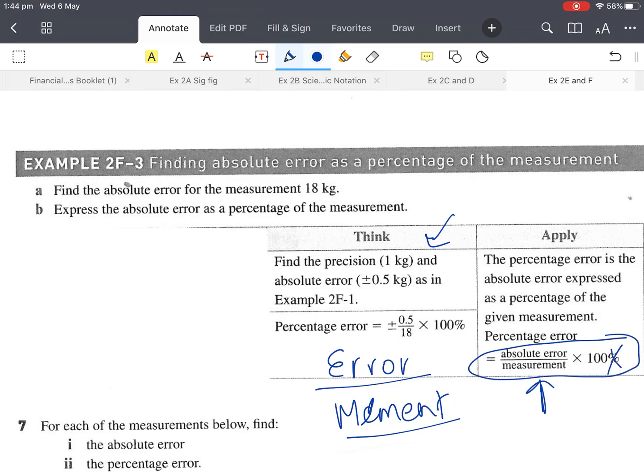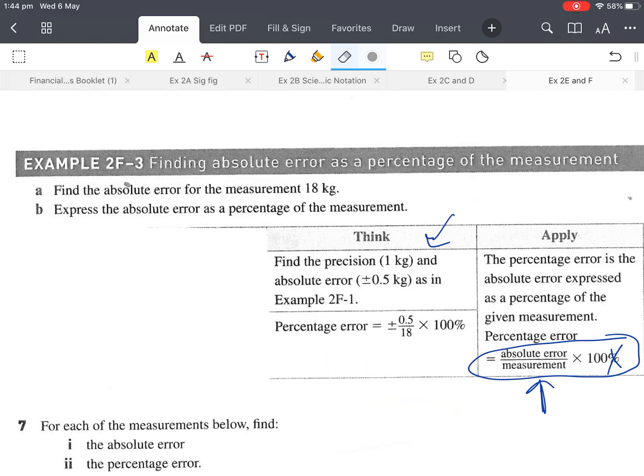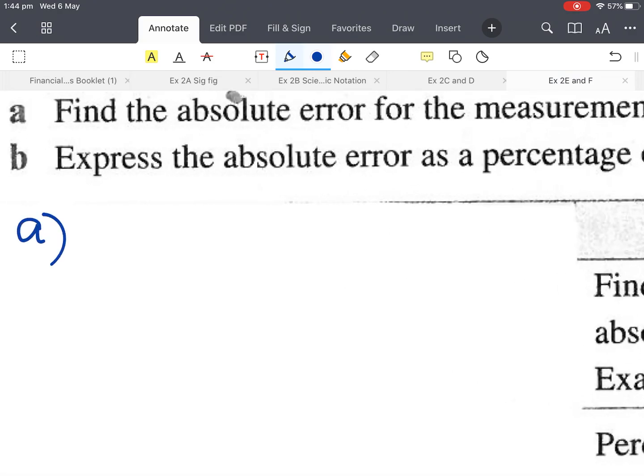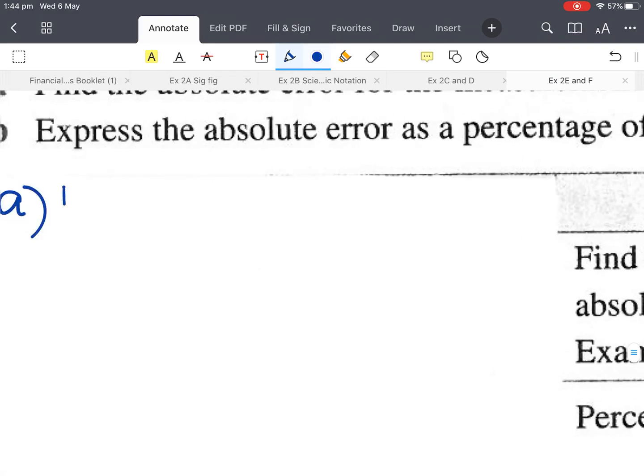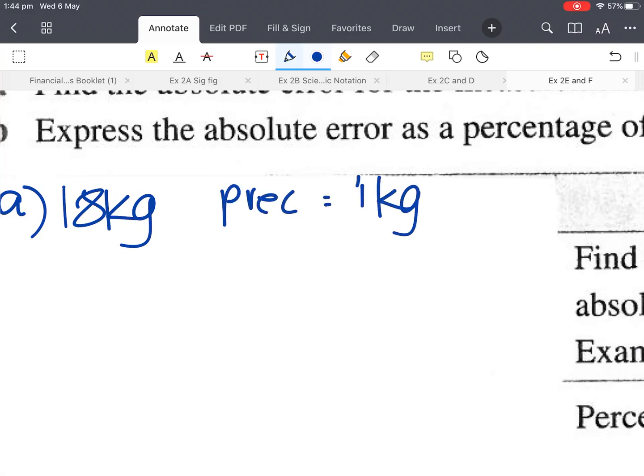If you've got a percent key, don't press the percent key. That's just telling you to put a percent on the end of your answer. All right, so here we go. So find the absolute error for 18 kilos. So the precision is to the nearest unit, isn't it? So that means it is 18 kilos, I'll just write that down again, because it's off screen for me. So the precision is 1 kilo, isn't it?